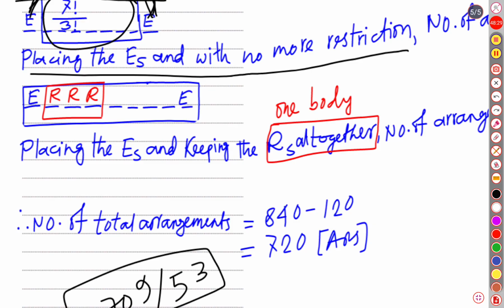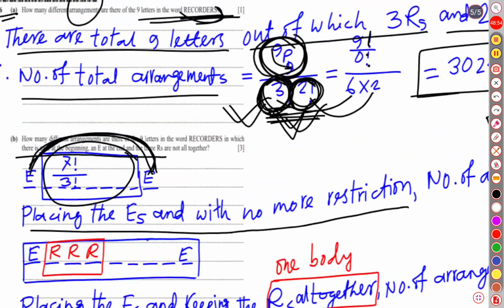Now they have told that r's cannot be all together, a negative word, not all together. If a negative word is used in probability, then the simple way is to subtract the positive answer from the whole, and we get the required answer. Let me clarify. They told that r's cannot be all together. Let me show you the question.